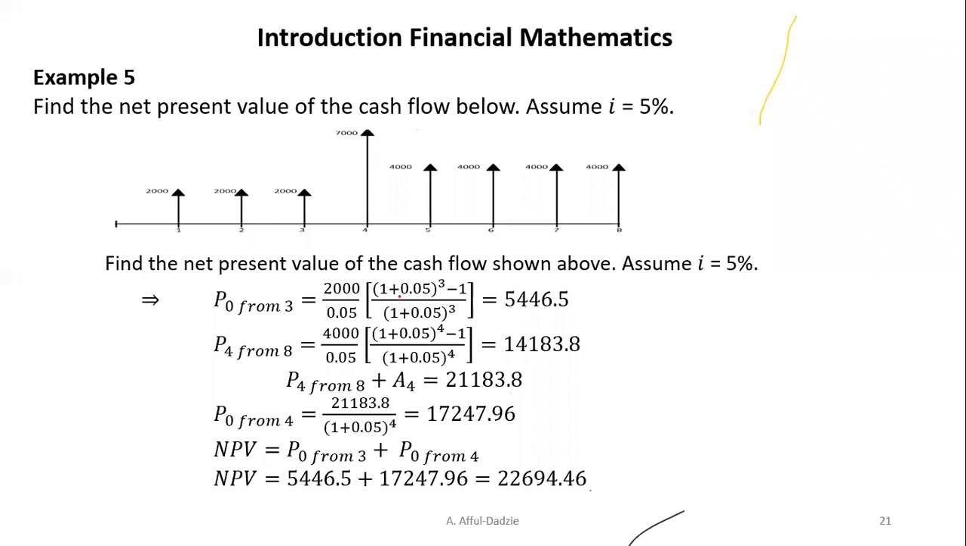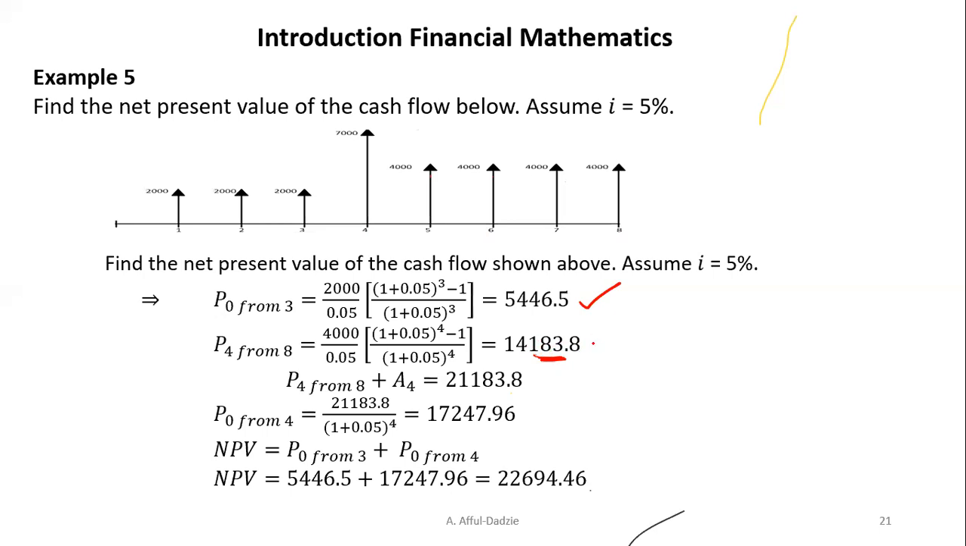So we took this one. When we take all the 2,000s and take them to 0, we have this value. Then we took the 4,000s, and we did up to year 4, because it starts from year 1, 2, 3, 4. So we take the 4,000s and bring them to this point, and it gives us this value.